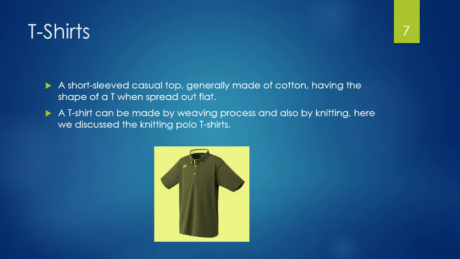Basically, a t-shirt is a sleeved casual top, generally made of cotton, having the shape of a T when spread out flat. A t-shirt can be made by the weaving process, meaning with cotton, and also by knitting. Here also cotton is used for making t-shirts in the knitting department. But here we discuss the polo t-shirts, because mainly polo t-shirts are manufactured in the knitting department.